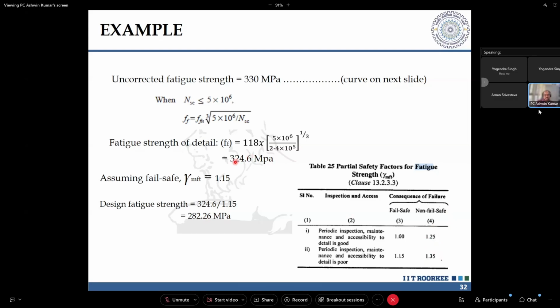So this is the uncorrected fatigue strength, or the capacity of the member. I divide it by the partial safety factor there. If I'm going for a fail safe approach, I'll use 1.15. If I use a non-fail safe, I would go for 1.35 here. Now, there is a two-fold distinction: if I can do periodic inspection, and maintenance and accessibility to the detail is good, the partial safety factor is less. If the periodic inspection and maintenance of the detail is poor, the factor of safety is more. You can understand easily why things are so.